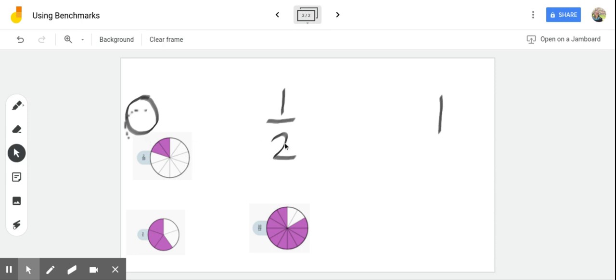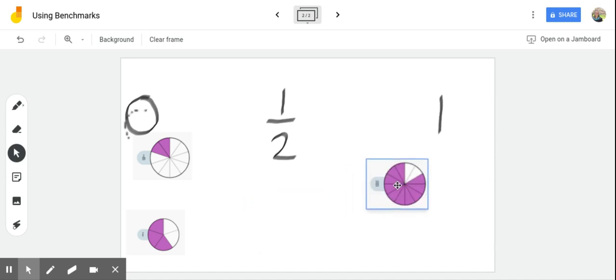It's also not that close to 1/2, because that would be 6 pieces out of 12. And I have 4 more pieces than that. So the fraction 10/12 is pretty close to 1 whole. Remember, if the number in my denominator is bigger, that means my whole has been broken up into tinier pieces. So I only have 2 little pieces left that haven't been colored in, so that's pretty close to 1 whole.